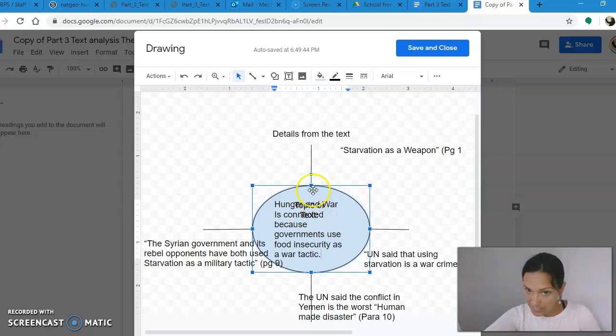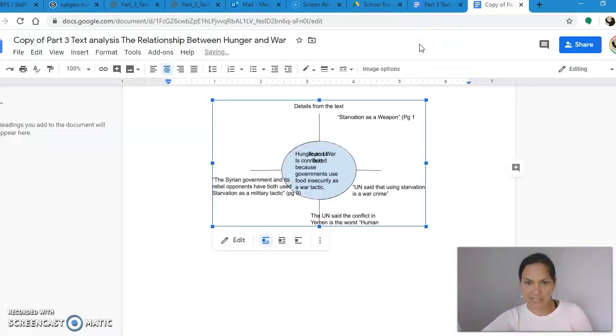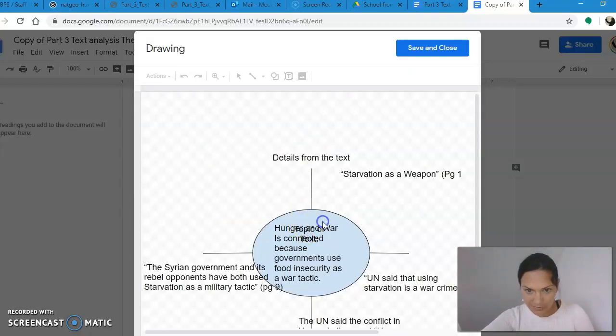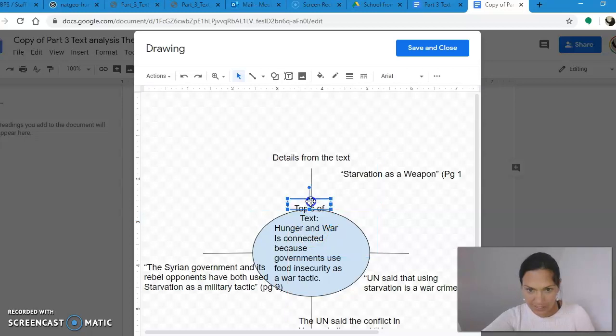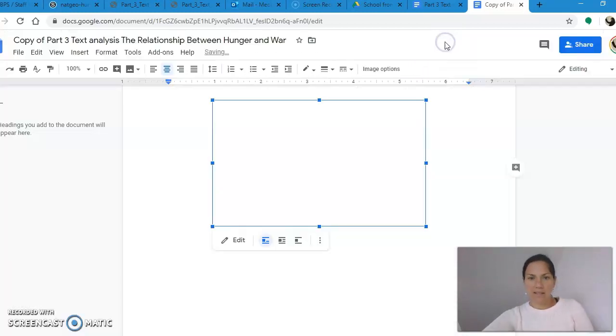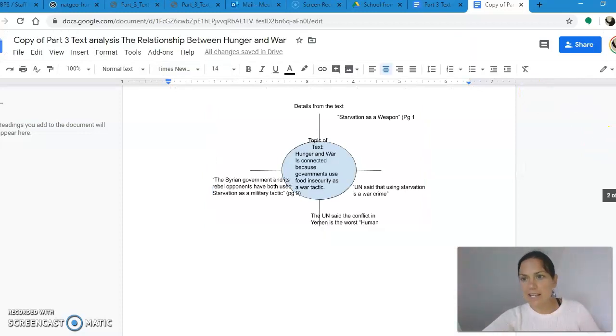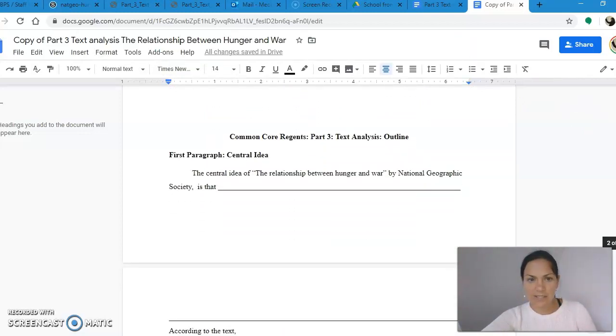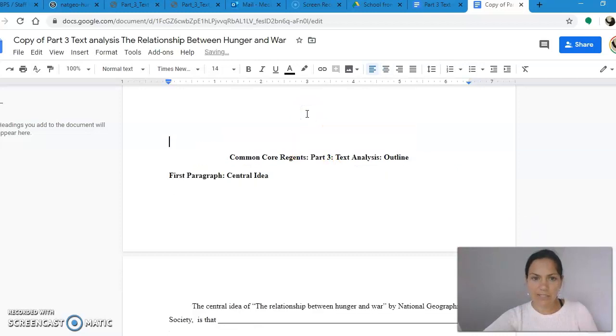Okay, now you may use that or you may use your own. You may say that the central idea of the text is that people can withhold food as a form of war, or your own idea. Okay, so let's take a look at that. Oops, that looks messy. Let's move the topic there. Okay, so now let's move to the central idea paragraph.